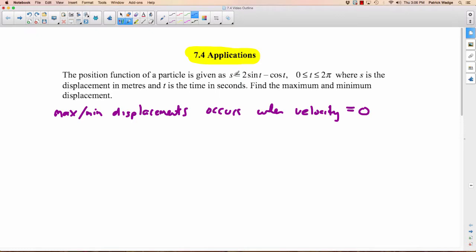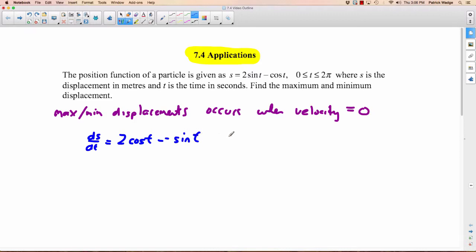Now, this is about distance. We want to know about velocity. What's the connection between a distance function or displacement function and velocity? It's the derivative. So you have to take the derivative of this. You have to take s prime, or if you want, you can write it as ds/dt. So what's the derivative of 2 sine t? It's 2 cosine t. What's the derivative of cosine t? It's negative sine t. So you get negative sine t.